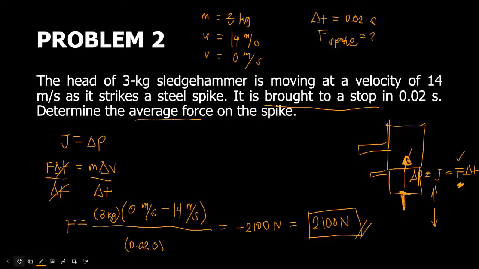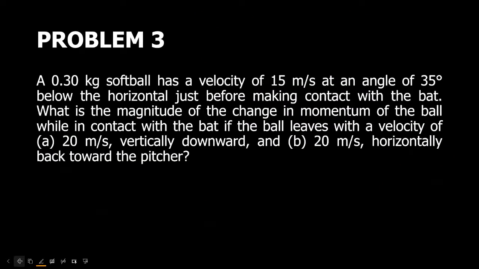Now let's proceed to the third problem. For a third problem, a 0.30 kilogram softball has a velocity of 15 meters per second at an angle of 35 degrees below the horizontal just before making contact with the bat. What is the magnitude of the change in momentum, again, change in momentum of the ball while in contact with the bat, if the ball leaves with a velocity of letter A, 20 meters per second vertically downwards, and letter B, 20 meters per second horizontally back towards the pitcher.